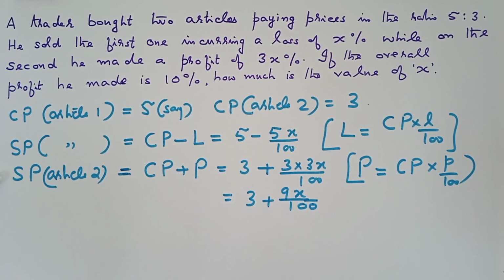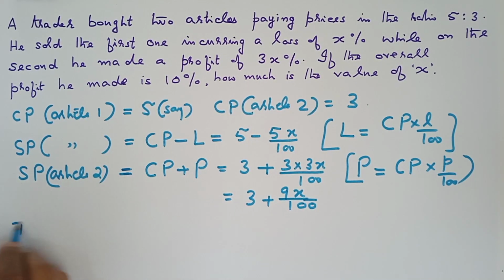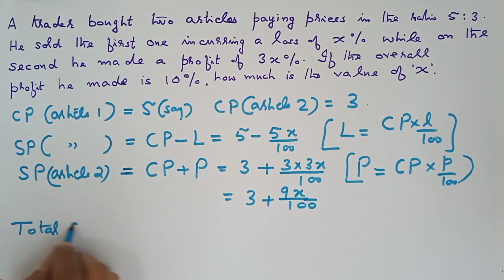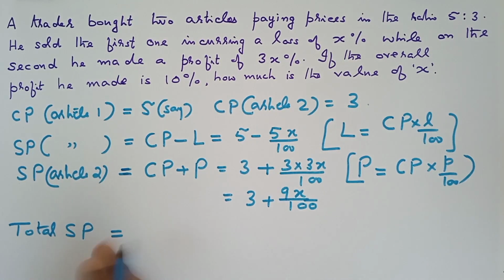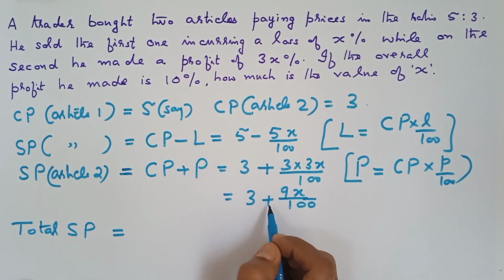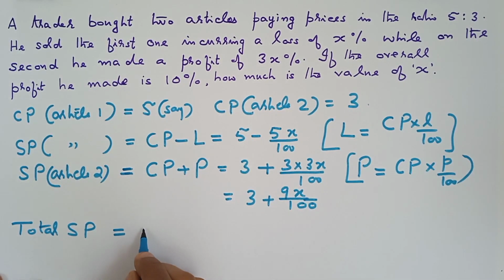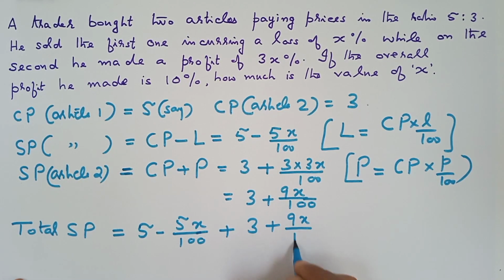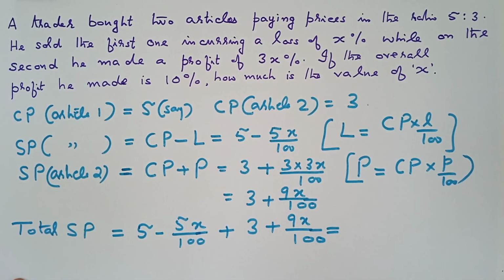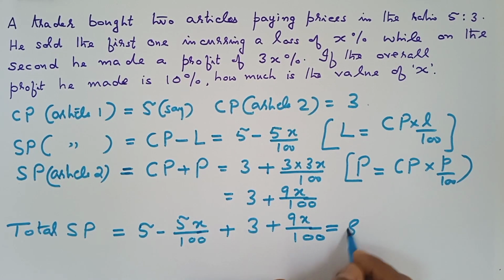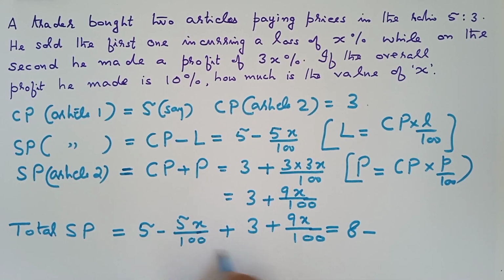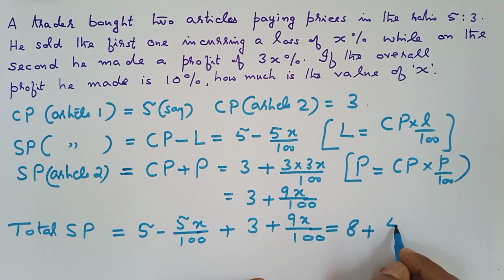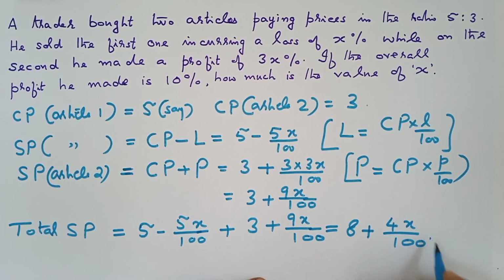Now let's combine these two. Rather, that will be the total SP of both the articles together. That will be this plus this. This is the first one, this is the second one. Total SP: 5 minus the SP of the first one, this is the SP of the second one. 5 plus 3, 8. On simplification, you will have plus 4x by 100.